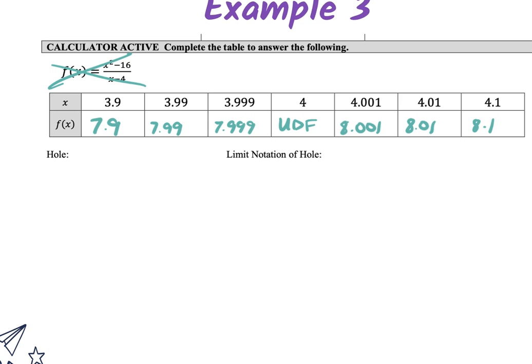Now what's happening around this hole? What happens from when you plug in 3.999 to 4.001? What am I skipping over? 8, okay? And it's only skipping over it. It continues on in that direction.